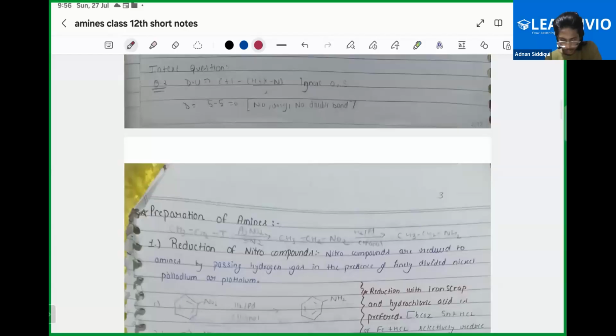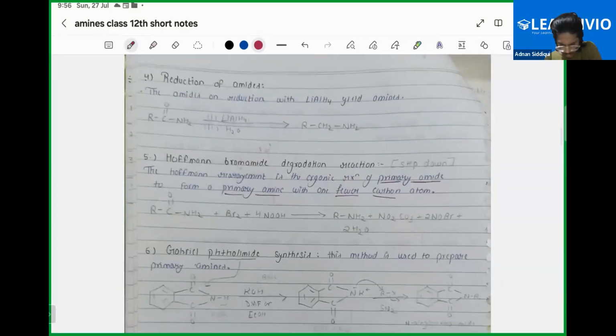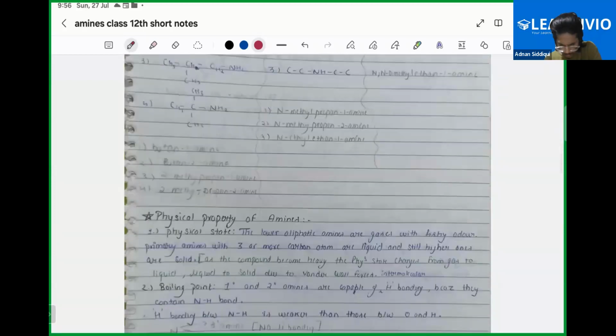Okay. Have I missed the page here? Okay, what is happening here?